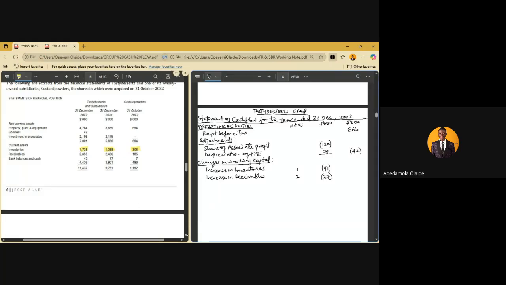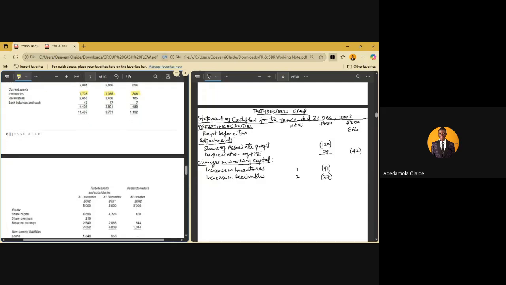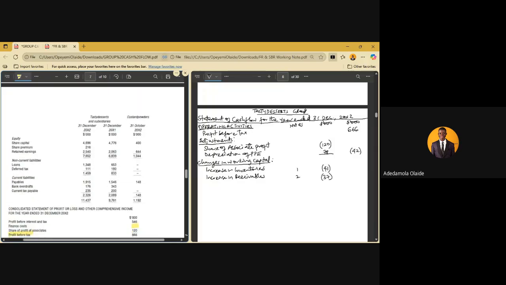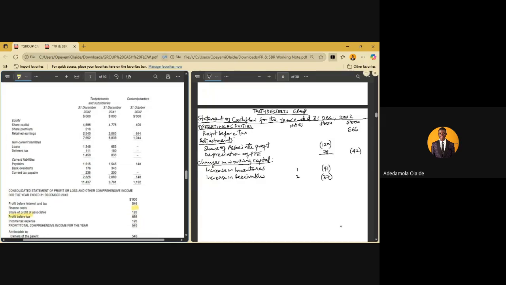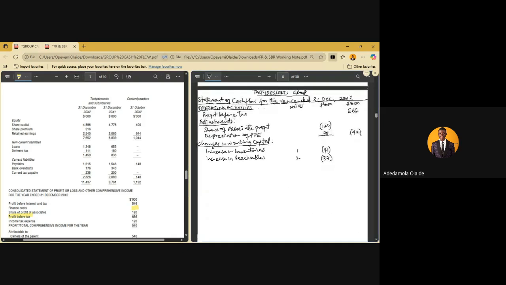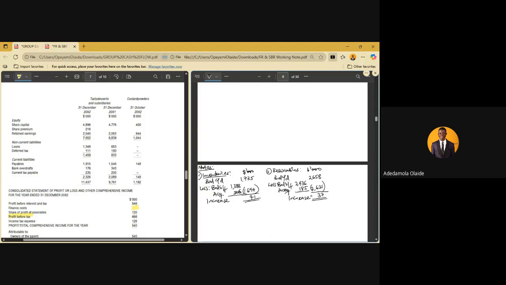Bank balances and cash is a cash and cash equivalent item. So we move to the next one, payables. Payables also increased. We go to note 3, payables.